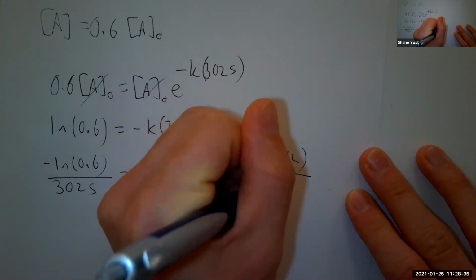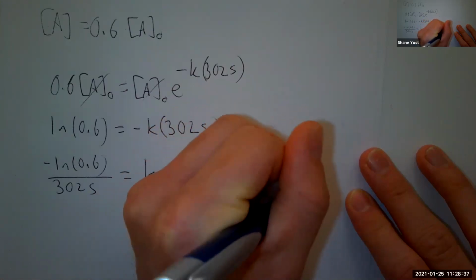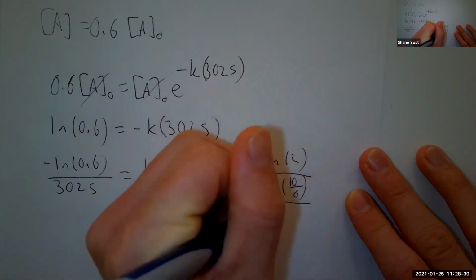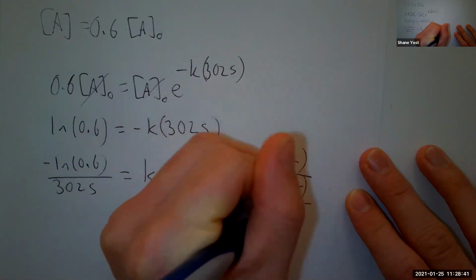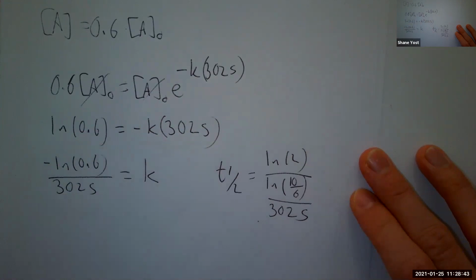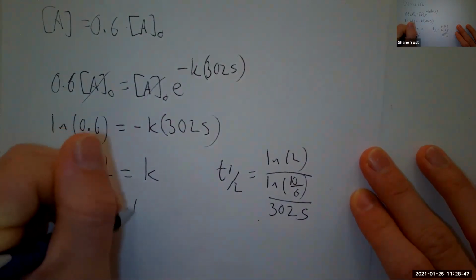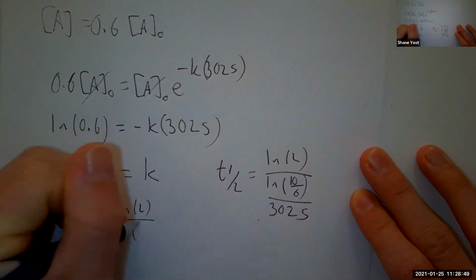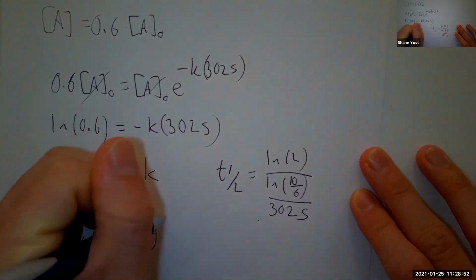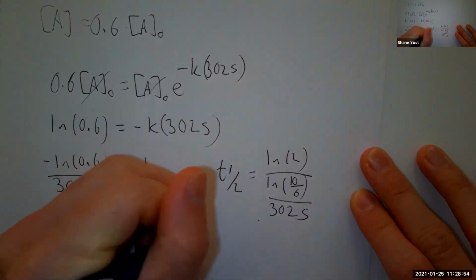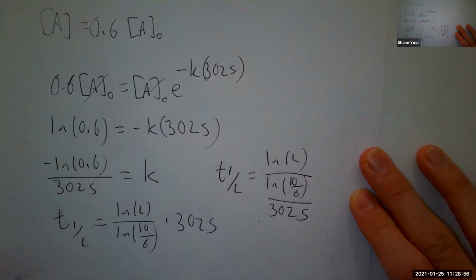I'm going to change this. I'm going to write 10 over 6 divided by 3025. Okay, so it's T1/2 divided by ln(10/6) times 3025. Whatever that number ends up coming out to be.